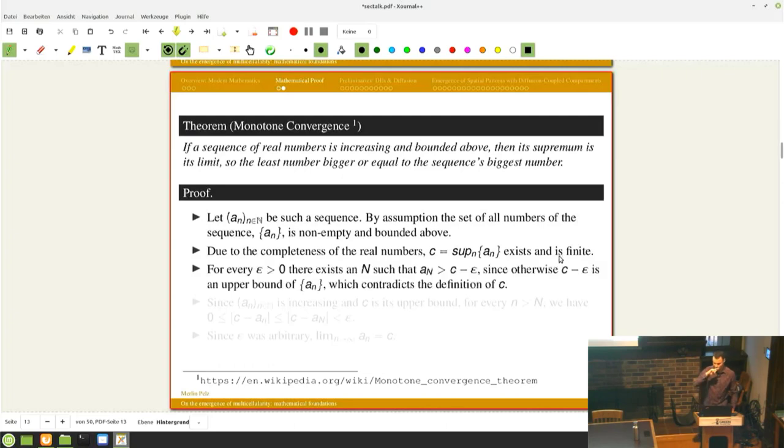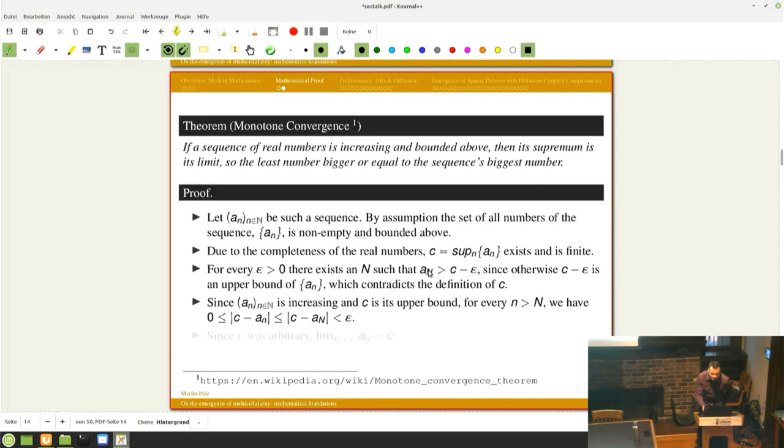Then, for every such epsilon, there exists an n so that we are breaking out of this line. When we subtract something from the least number bigger than the biggest number of our sequence, then we can always find an index where we break out. Otherwise, c minus epsilon would be the supremum, the upper bound, which is not the case. Okay, so it contradicts.